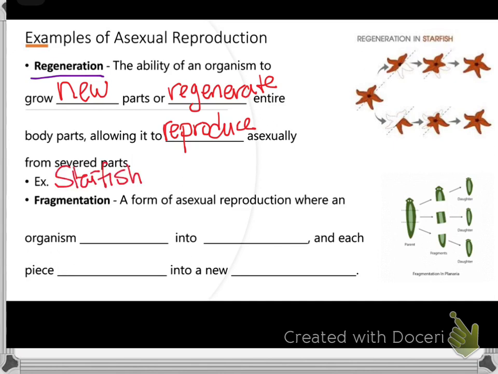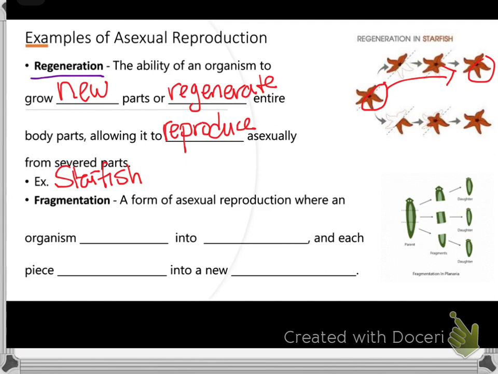So an example is the starfish, and if we look at this example here, you can see it's showing like the right two arms got cut off, and on the top part, it's showing those two arms growing back. And then on the bottom part, it's showing the left three arms growing back from the two arms that were cut off. So it's regenerating and essentially making two brand new organisms, which is very similar to fragmentation, which is the next term.